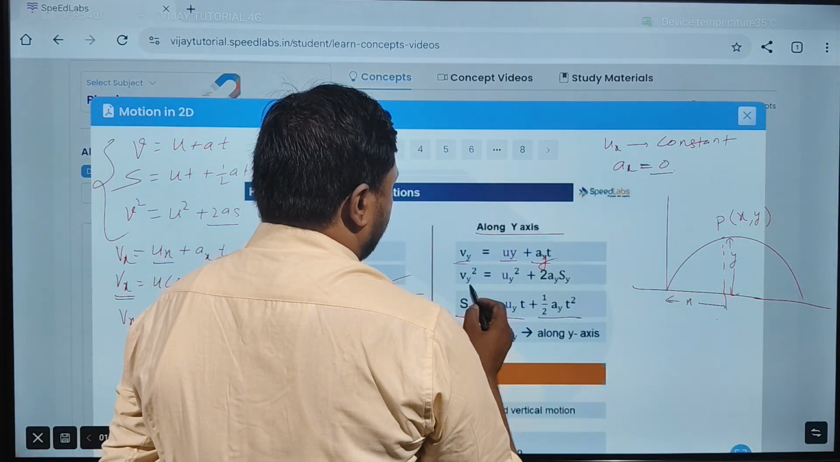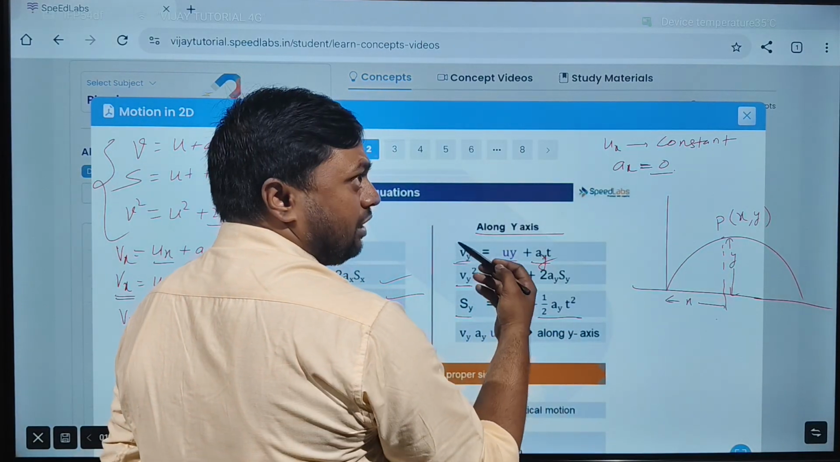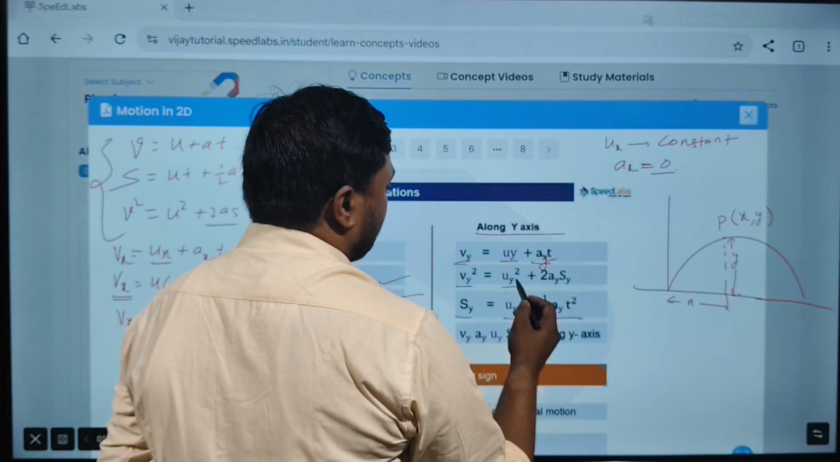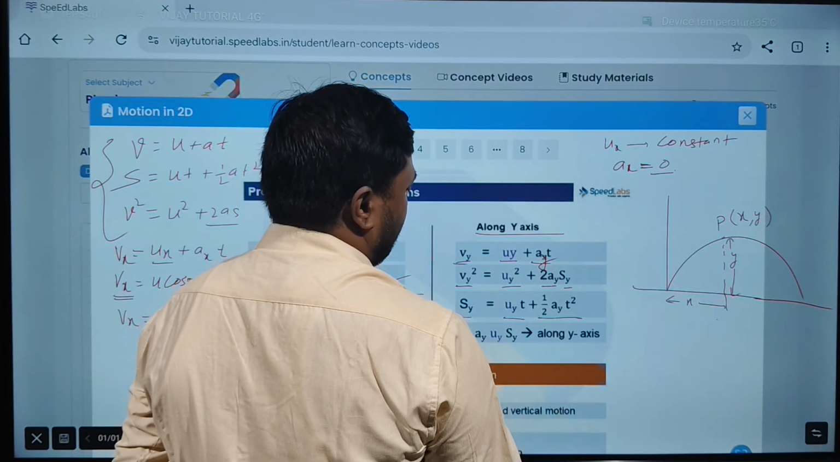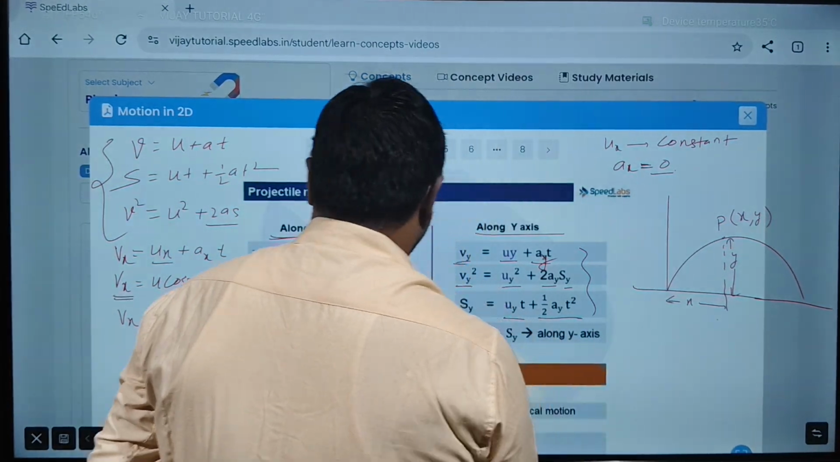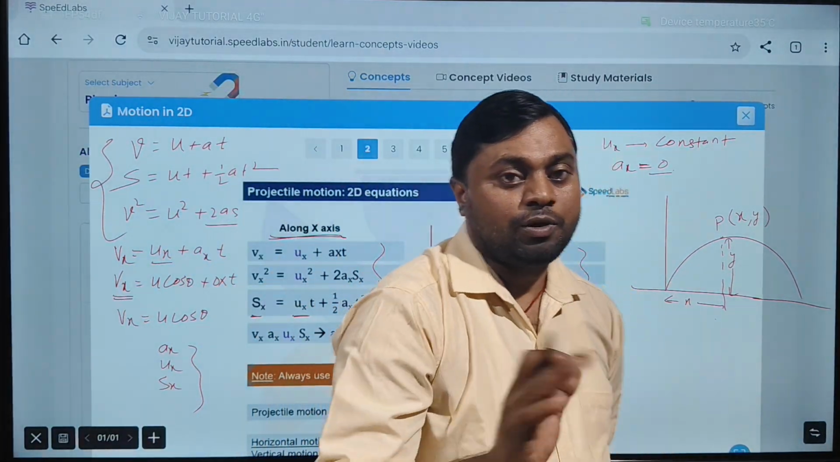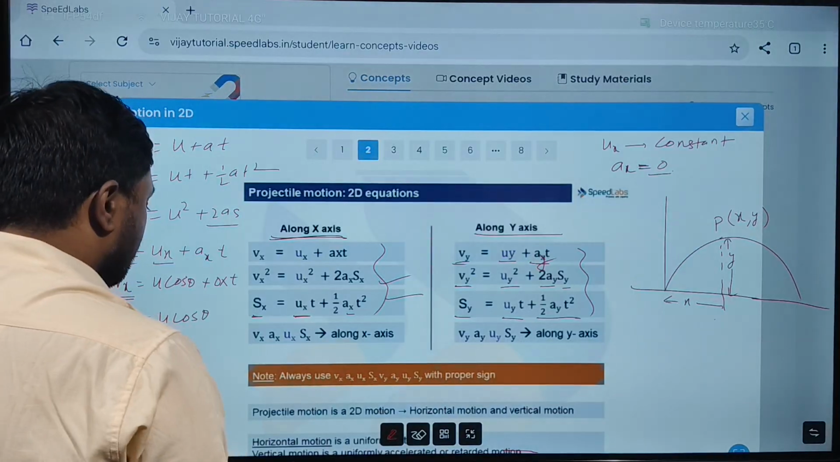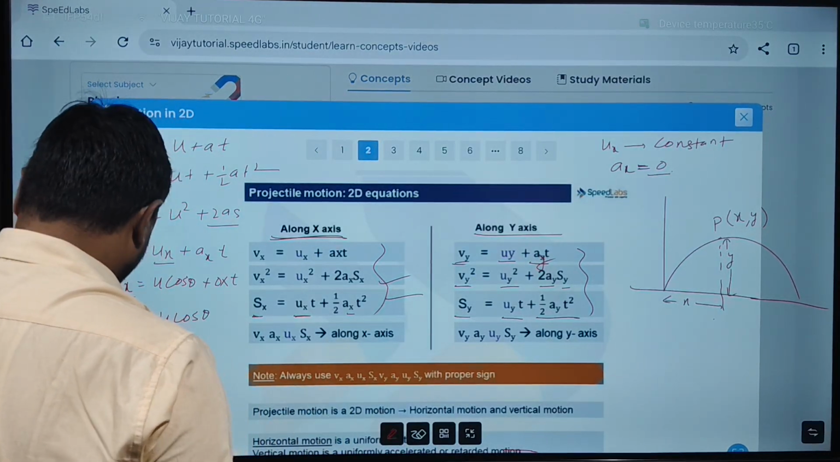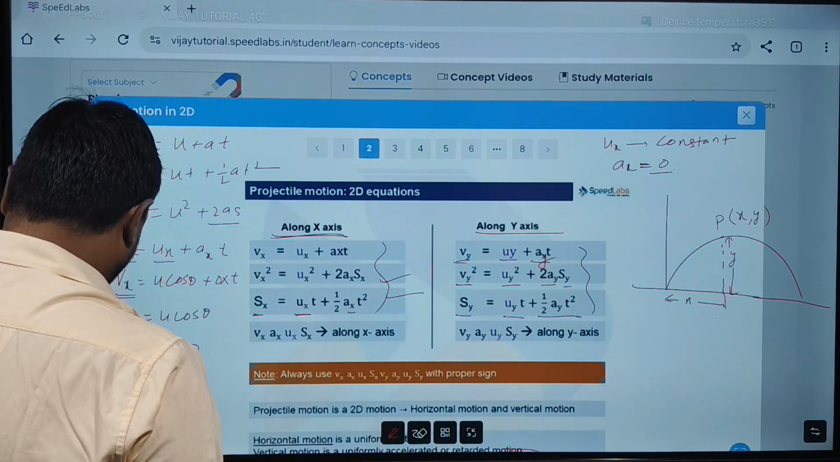Yes or no? Now, the third equation, final velocity along the y direction, that is vy square is equal to uy square plus 2 ay into sy. So, these you have to understand first. If you understand, half of the problem will be solved easily. Okay, next.